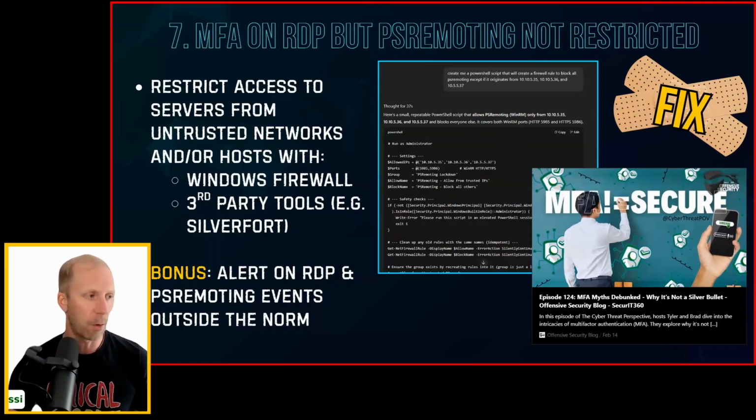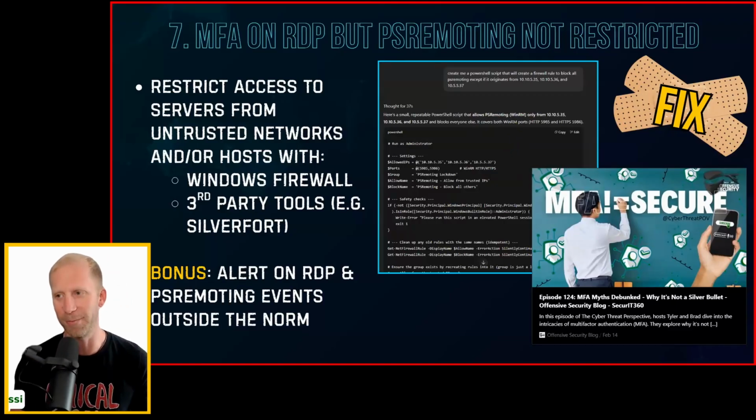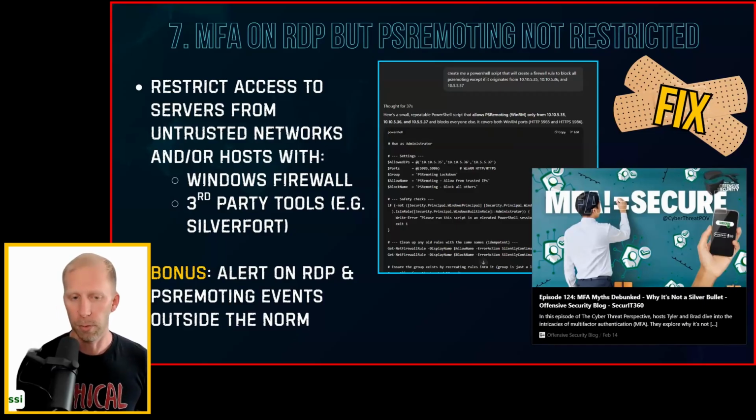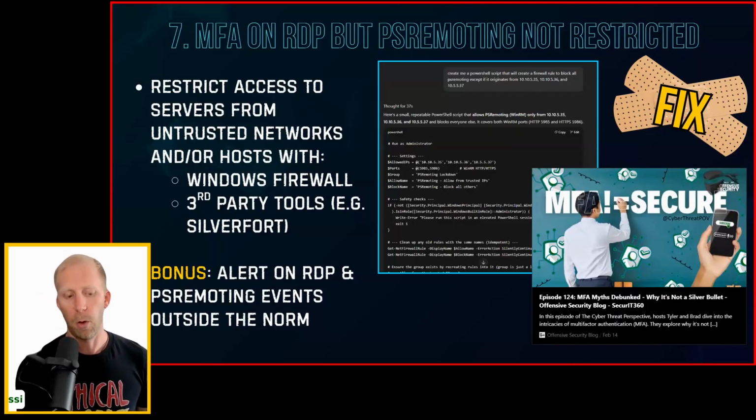Quick and easy. I'm sure that works because ChatGPT is really good at PowerShell. I'd run it without even reviewing it. No, I'm kidding. Obviously, don't run stuff from ChatGPT in production without reviewing it. But the point is, you can use third-party tools. You can use the Windows firewall. But these are things to think about when you're implementing MFA internally. You want to take a look at the other protocols as well.